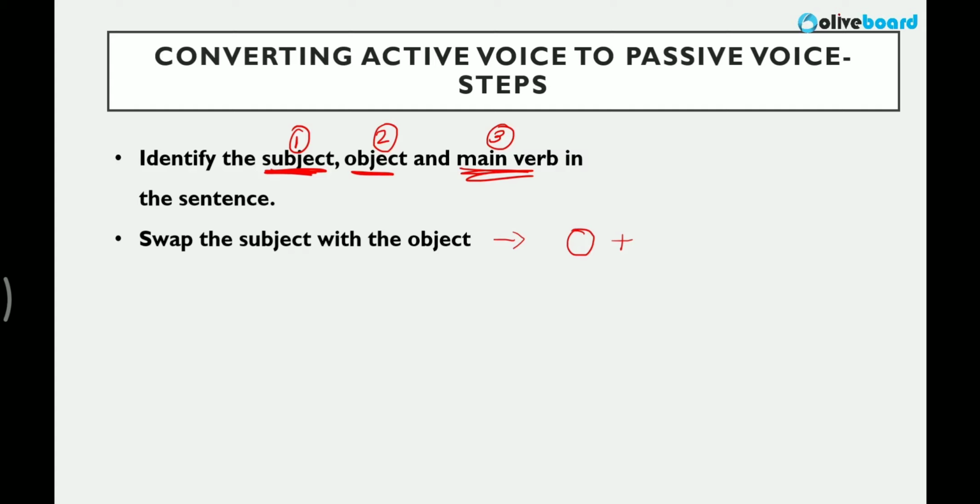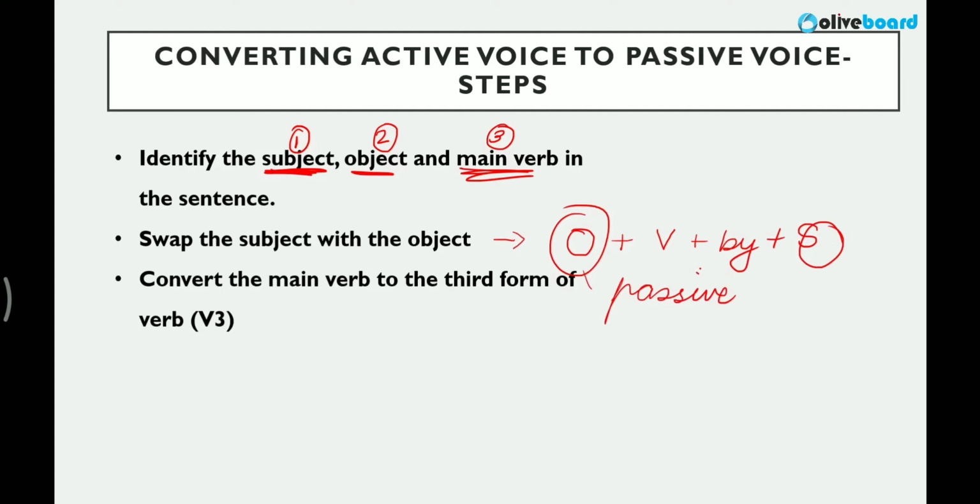So in passive, if you're writing the sentence, how will it be? You will mention the object, the verb, and then of course by plus subject. So swap these two. In passive, you will find the object first, right? Third step which you have to follow is convert the main verb into the third form. Very, very important, guys. If you see a passive sentence, how will you identify? It's the third form of the verb we use in passive. All passive forms, we always use V3.